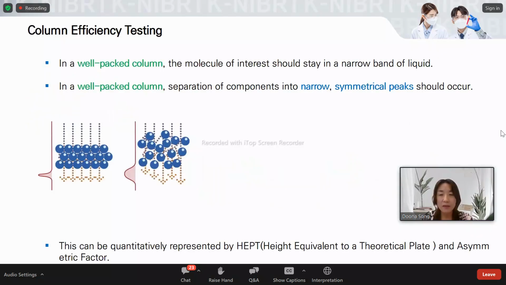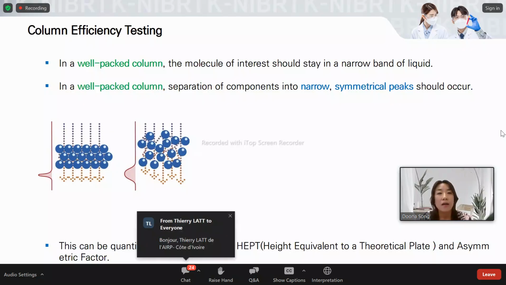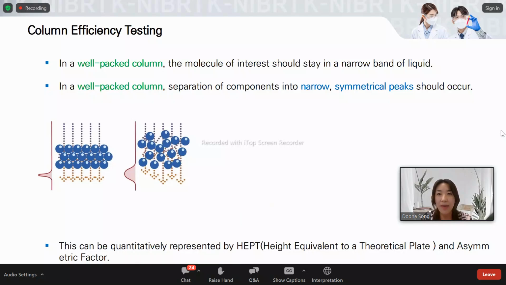Okay, after packing the column, we need to check if it is properly packed for effective separation or not. In a well-packed column, the molecule we are interested in should stay in a narrow and symmetrical band of the liquid. We can measure this using two factors: HETP, height equivalent to a theoretical plate, and the asymmetry factor.